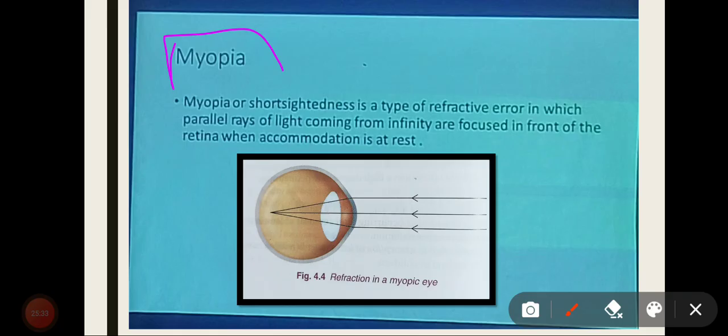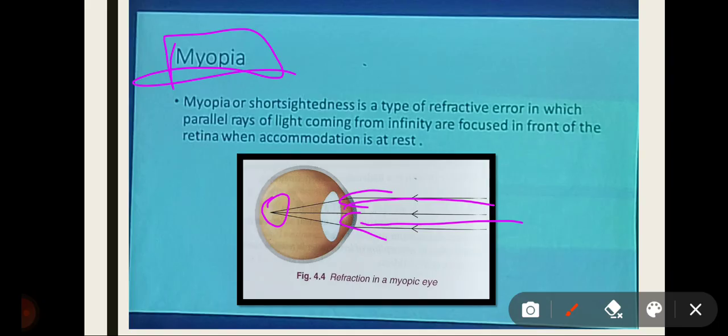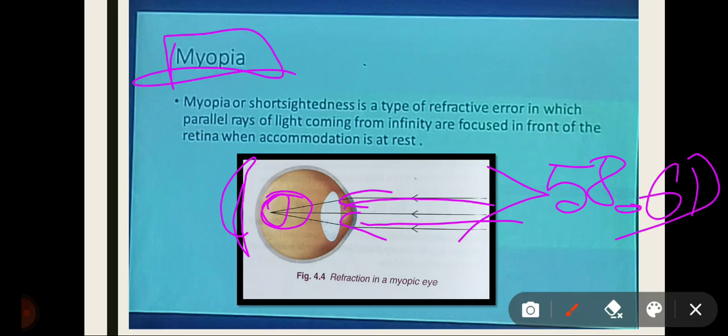Next topic is myopia. So what is myopia? Myopia is short-sightedness. It is a type of refractive error in which parallel rays coming from infinity are focused in front of the retina. In hypermetropia they are focused behind the retina. In myopia they are in front of the retina. And thus, in simple words, a myopic eye has a converging power greater than 58.6 diopters.